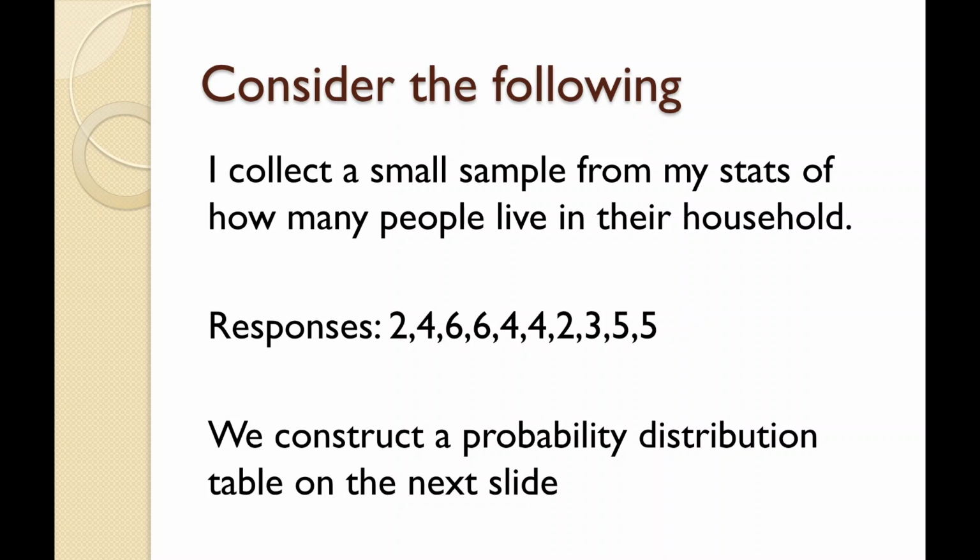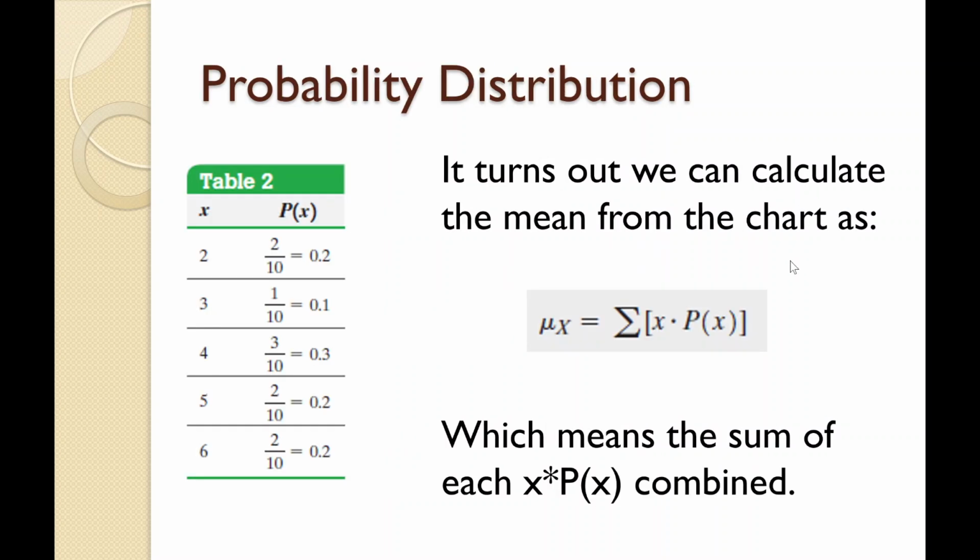The chance that I make 1 is probably higher than the chance that I make 2 or 3. So consider the following. I collect a small sample from my stats class: how many people live in a household? The responses are these, and we can construct a probability distribution.